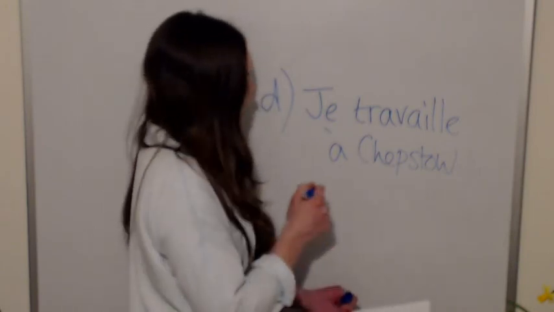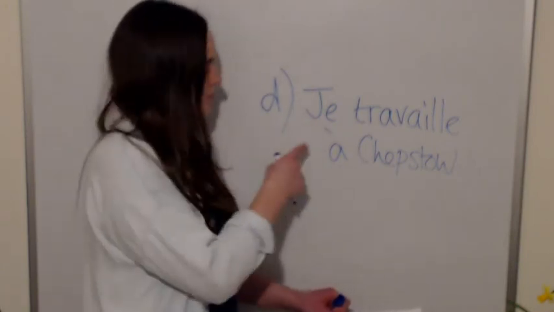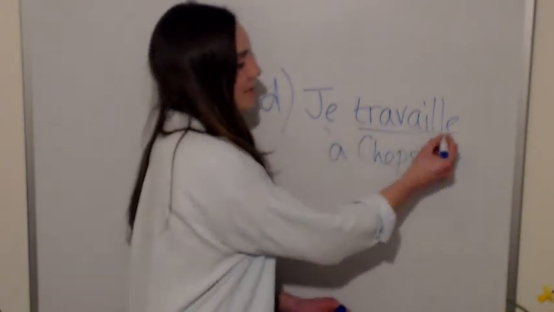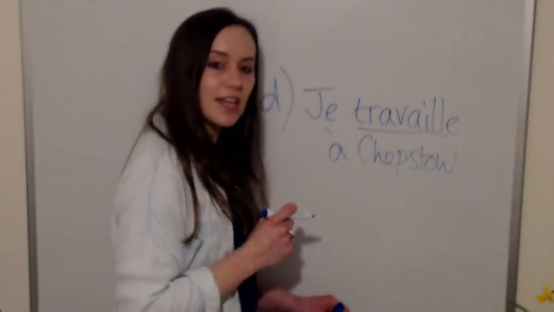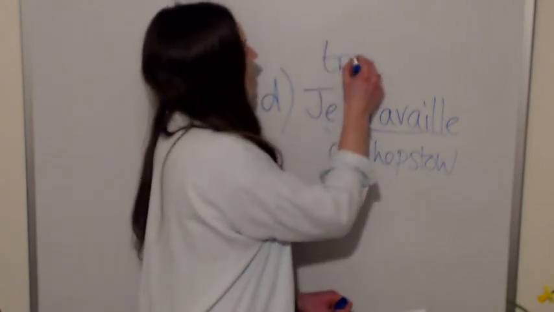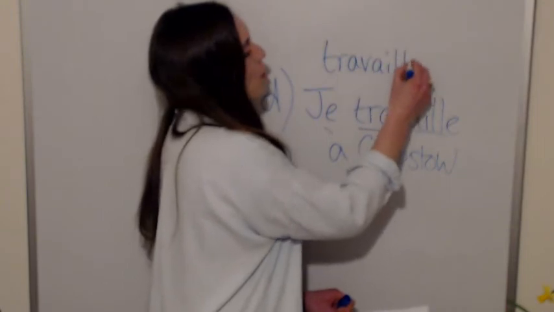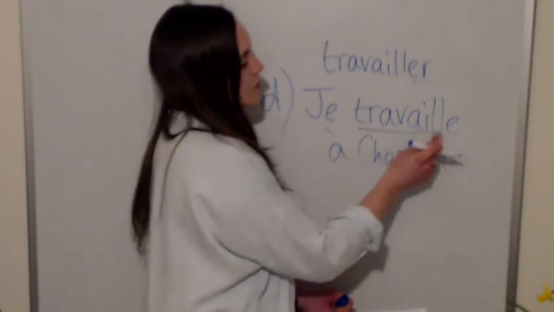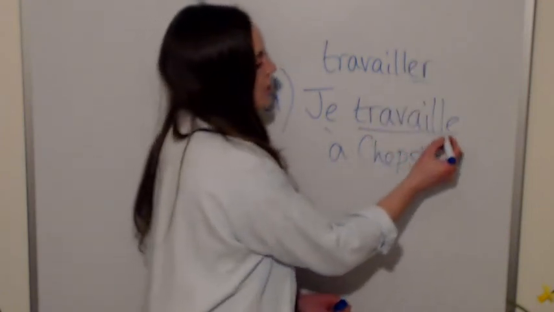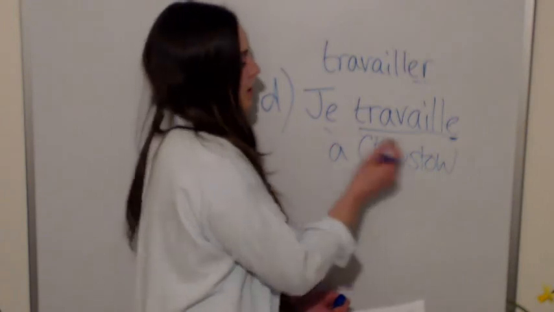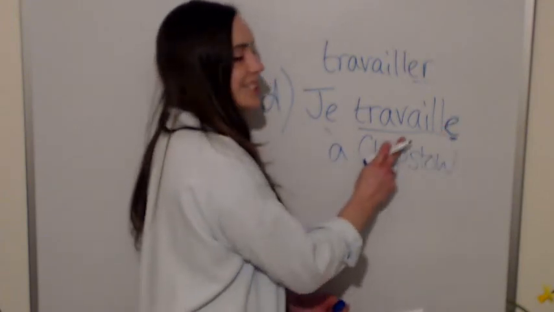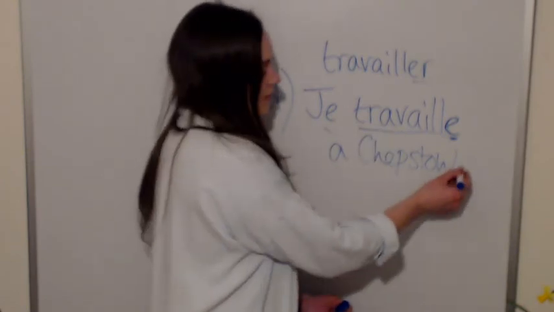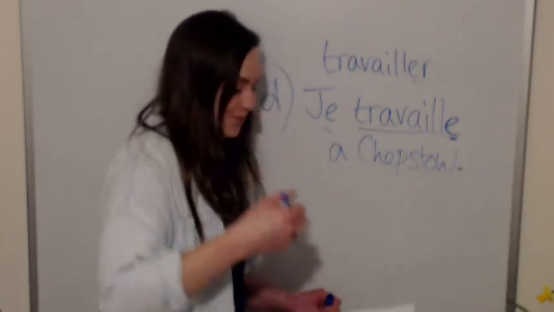Je travaille à Chepstow. Je travaille. So Chepstow is a place. Je means I, that's, we call that a pronoun, personal pronoun. Travaille is the verb. Travailler is the verb. That's the whole infinitive verb with the ER at the end. What we've done in this sentence is we've taken off the ER and we've put the ending that follows je, which is just an E. Je travaille. I work in Chepstow. Which is true. C'est vrai.